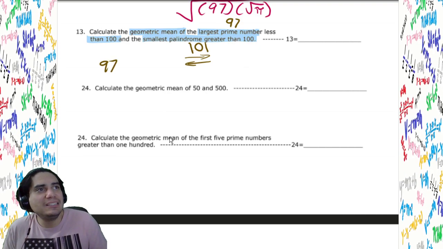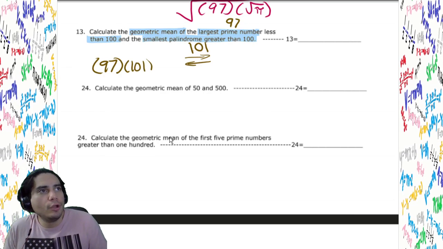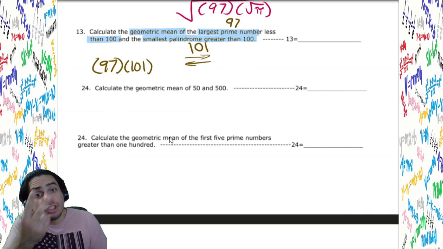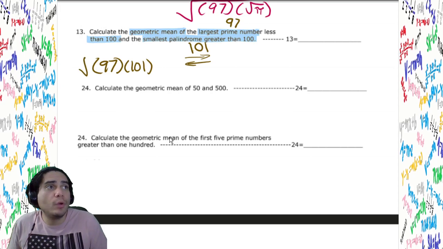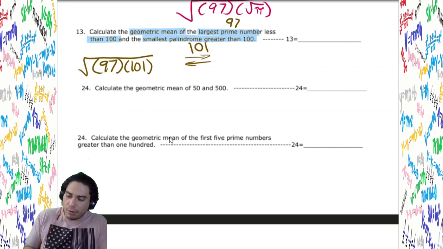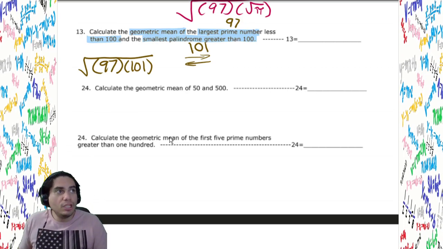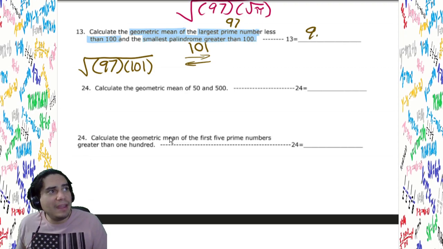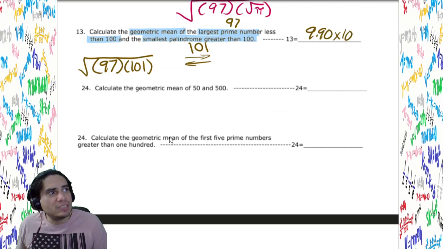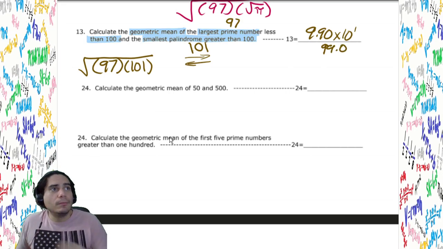We're going to do 97, and we're going to multiply 97 by 101. And since there's only two numbers, we're going to square root them. All right? So let's do it. 97 enter, 101 multiply, and then we hit square root, and we end up with 9.90 times 10 to the first, or 99.0. That's what it is.